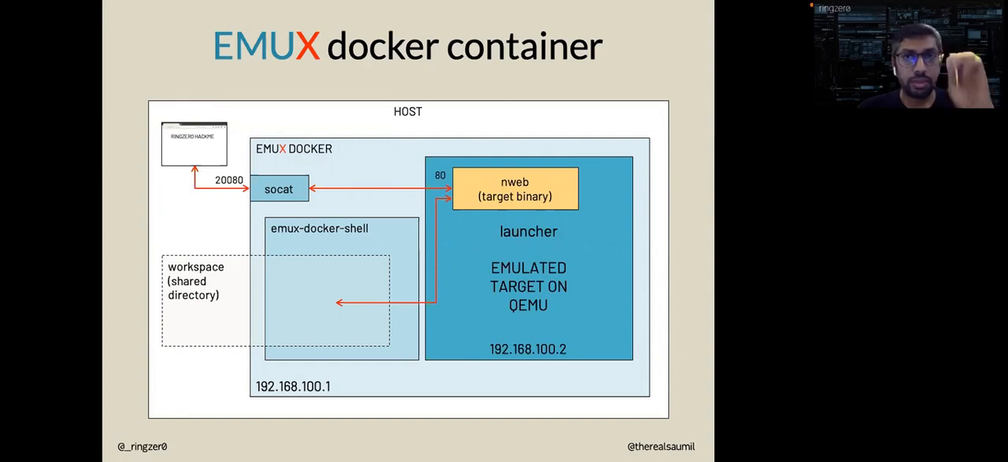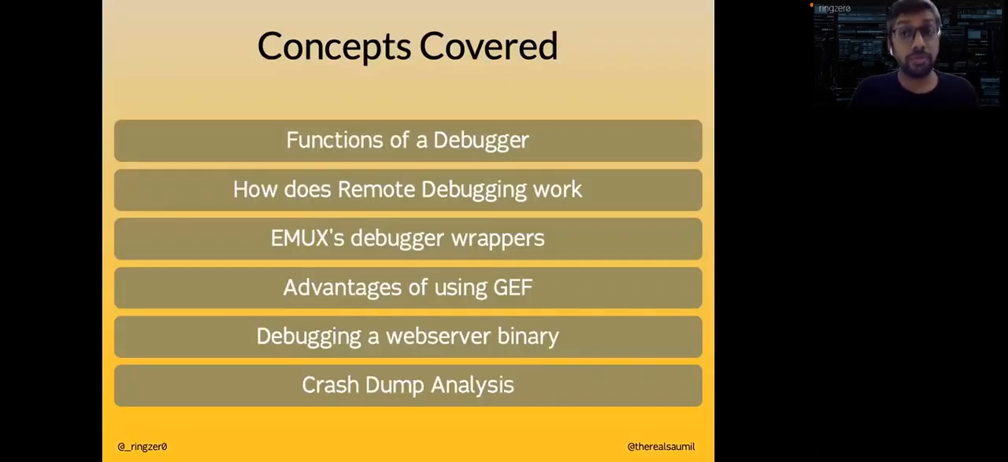Okay, let's talk about what concepts we're going to cover in this workshop. First off, we're going to talk about what a debugger can and cannot do. What are the basic functions of a debugger, especially what we're going to explore today. Second, I want to touch upon a little bit on remote debugging. Remote debugging is slightly complicated. And if you're doing a lot of debugging, it's very easy to get lost, which will naturally lead me to brag a little bit about EMUX's debugger wrappers, which makes the whole process of remote debugging very, very easy.